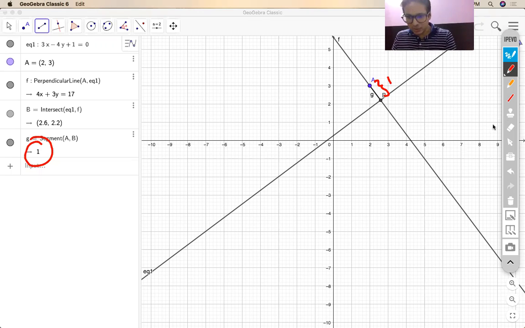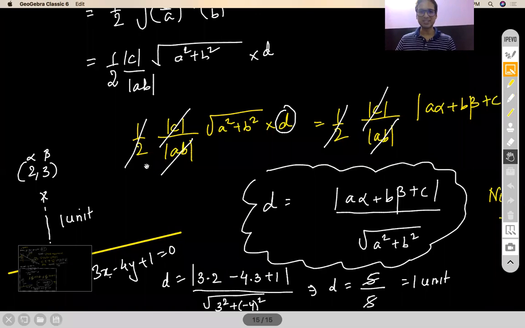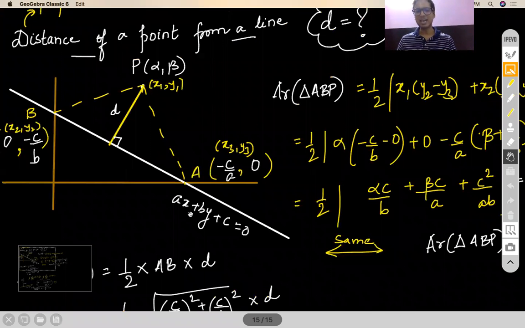Okay, so Shreyas has a question. What is alpha beta again? So alpha beta was basically the point whose distance is required. So alpha beta is some point and ax plus by plus c is a line and you need the distance.